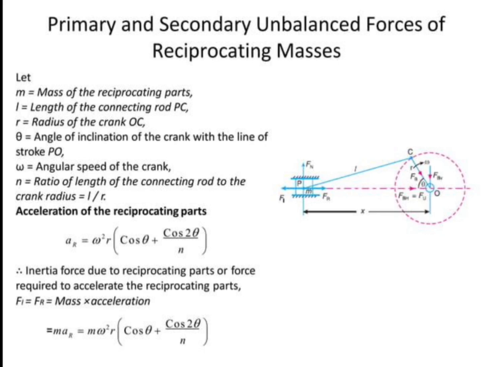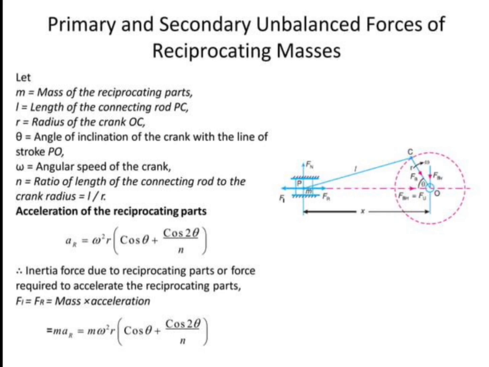And we can see the primary and secondary unbalanced force of a reciprocating engine. Let m be the mass of the reciprocating part, l the length of the connecting rod PC, and r the radius of the crank OC. The angle between the crank and the line of stroke is theta. The angular speed of the crank, omega, is 2 pi N by 60. And n is the ratio of the length of the connecting rod to the crank radius, l by r.